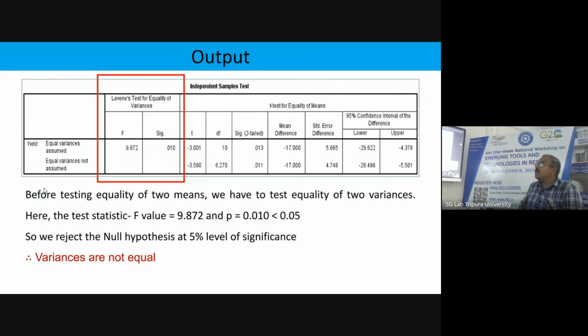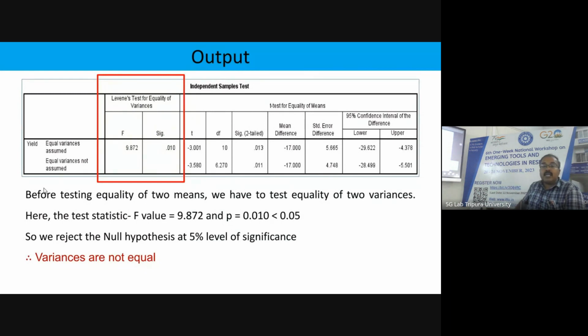Before testing equality of two means, we have to test equality of two variances. Remember, the assumptions: if you have more than one population, then we are assuming that the variances of the populations remain the same. First assumption was that the populations are normal. Second assumption was that the variances of the populations are the same. First we tested the normality of the population. Second, we test the equality of the two variances.